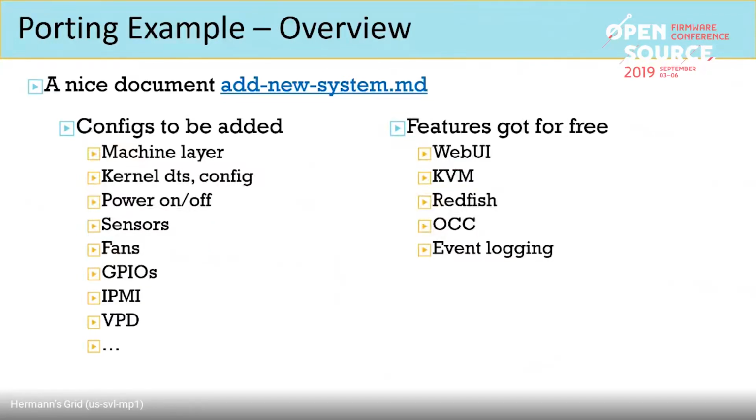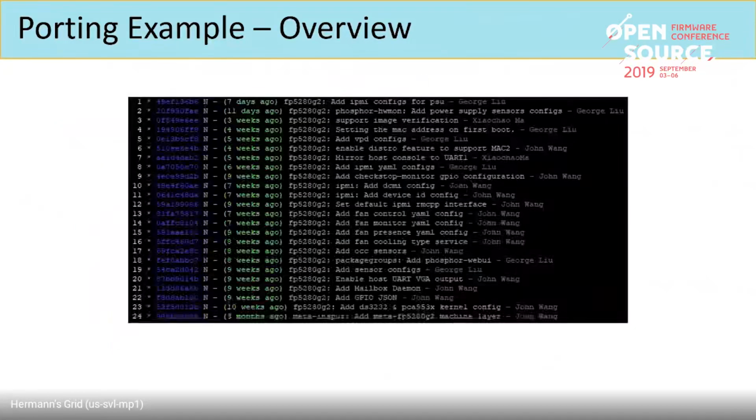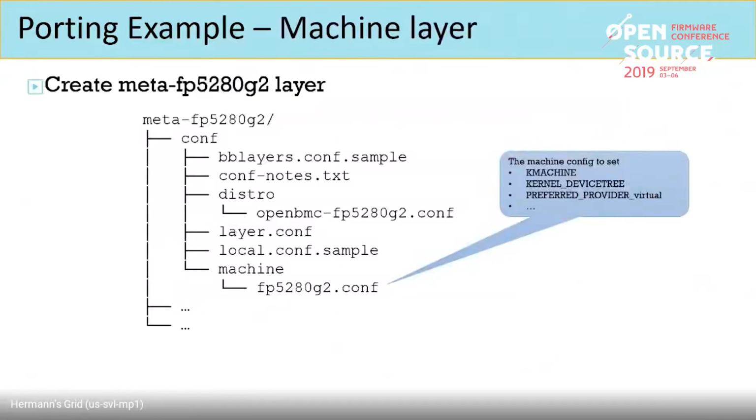And luckily, as an OpenBMC project, we also get some features for free, which is the web UI, the KVM, the Redfish, the OCC, and the event logging. So that's cool. An overview of the commits are these. So with all the 24 commits, we have a full function OpenBMC on a new system. So let's go to the details.